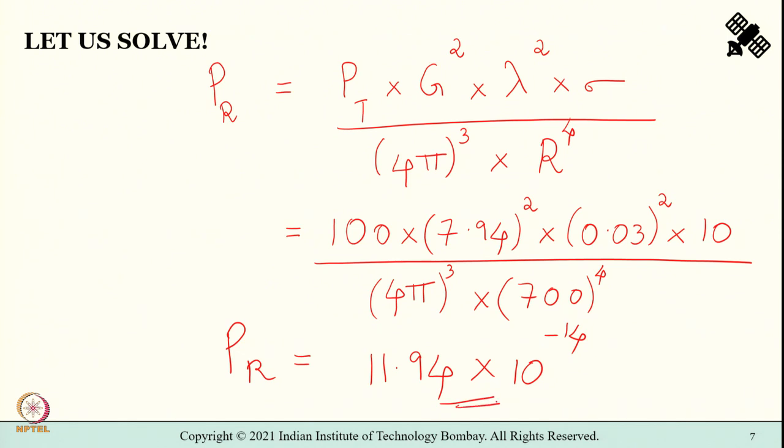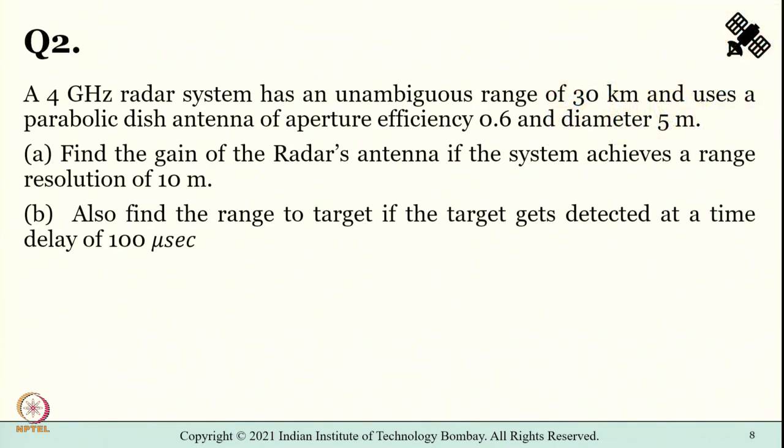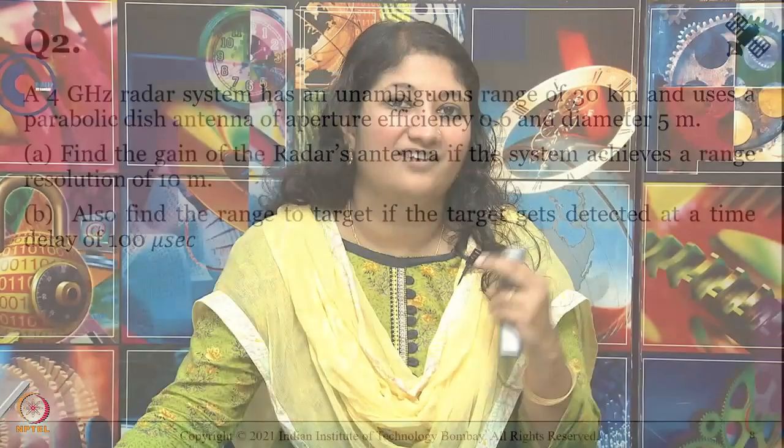All right. Easy. See, once you take care of the units of each term that make up the radar equation, the rest becomes direct, straightforward. All right. Now, let us move to the second question. Remember, we are trying to solve problems related to the radar equation, which we have derived as part of the previous lectures.